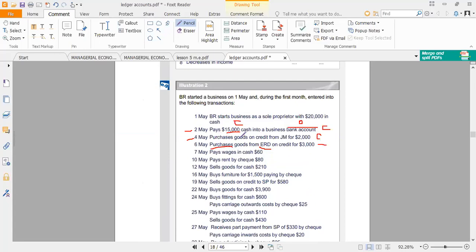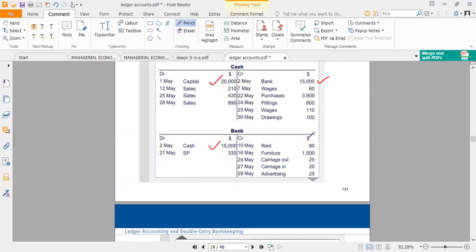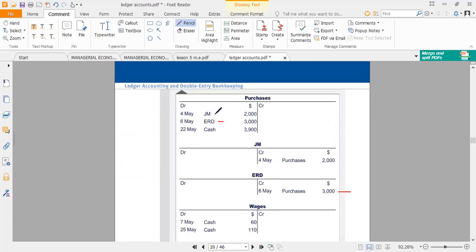May 4, we bought goods on credit from JM, 2000. Similarly, on the purchases account and JM. Who's JM to us? Our creditor. So on the purchases account, we're going to do what? Put JM. On JM account, we're going to put purchases.